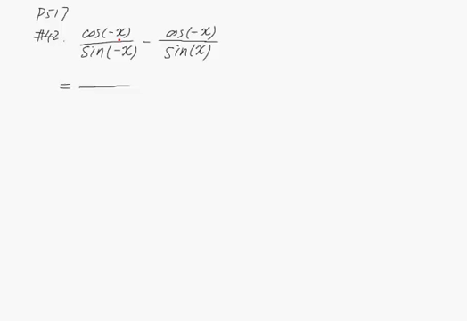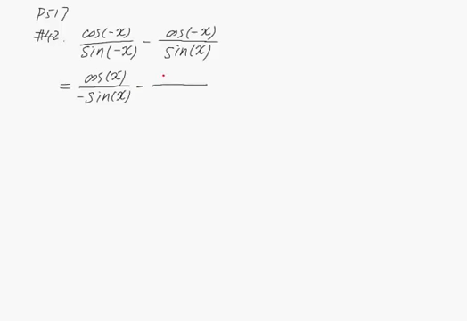So first, cosine is odd or even? Even, right? So the cosine of the negative x is equal to cosine x. So we just replace this by the cosine of x. Then for the sine, odd or even? Odd, right? Then you replace the sine of the negative x by negative sine of x.